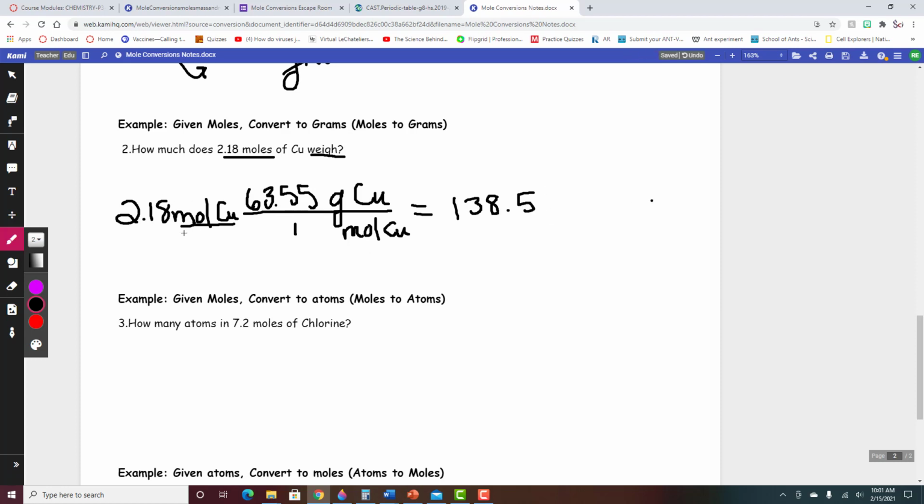Alright, and then the last thing to do is units. So remember, your front unit cancels your bottom unit. When you divide, those are going to cancel. That's going to leave you with the top unit, and that's what you should write here, grams of Cu. Units are very important when doing dimensional analysis.